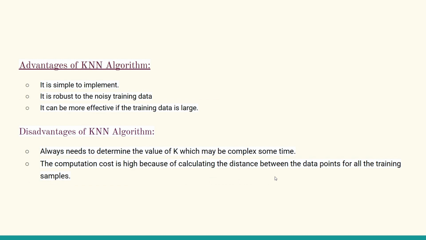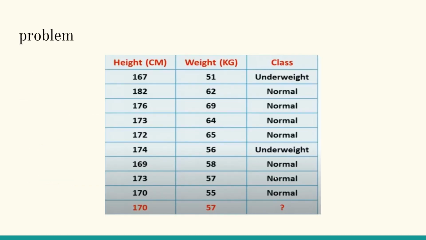KNN always needs to determine the value of k, which may be complex sometimes. The computation cost is high because of calculating the distance between the data points for all the training samples.